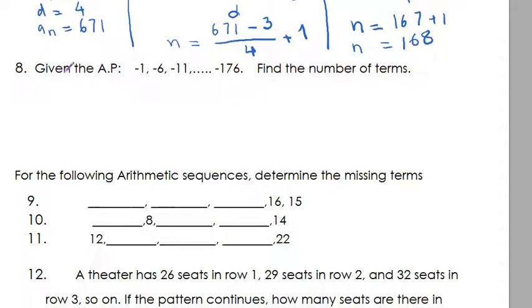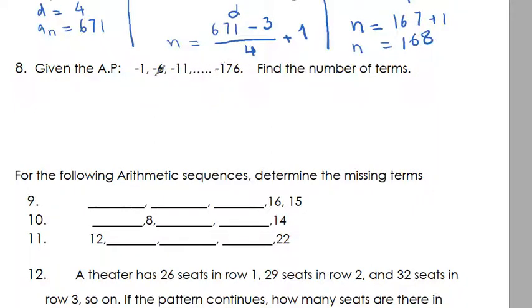Alright, let's do number 8. Given the AP, the arithmetic sequence, the sequence here is -1, -6, -11, and negative 176. Now you find the number of terms. The question asks you to find the number of terms.